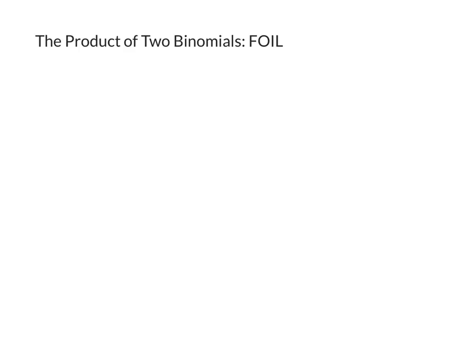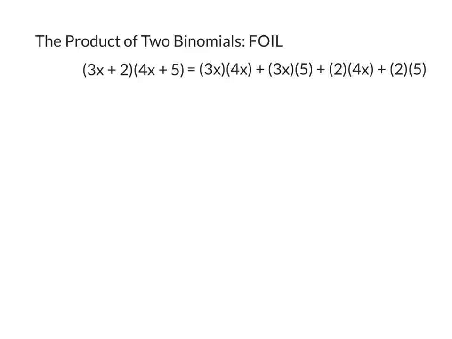So now let's look at the case where we have the product of two binomials, okay? And one of the methods we can use with this is FOILing. So let's look at this example. Here we've got 3x plus 2 times 4x plus 5. If we were to do traditional FOILing, first, outside, inside, last, the result would look something like this: 3x times 4x plus 3x times 5 plus 2 times 4x plus 2 times 5.